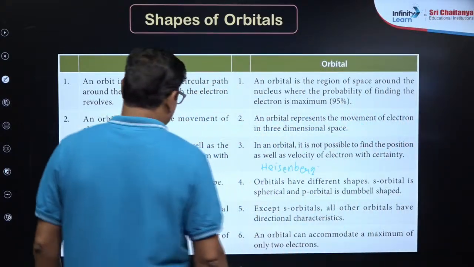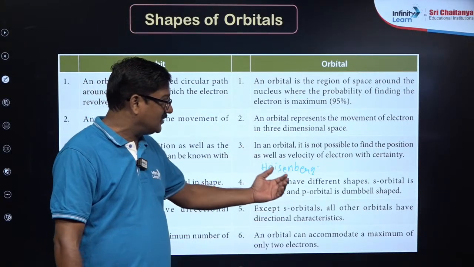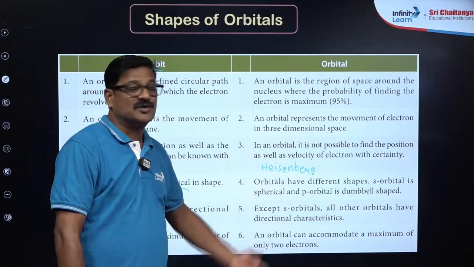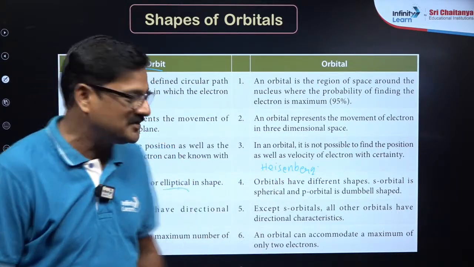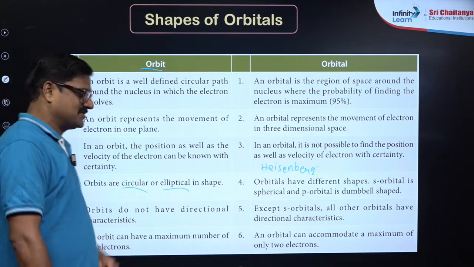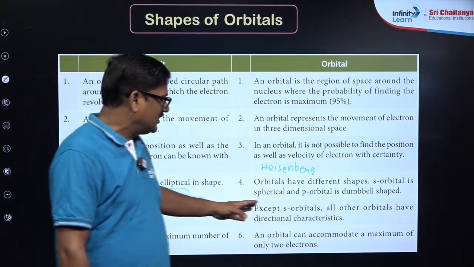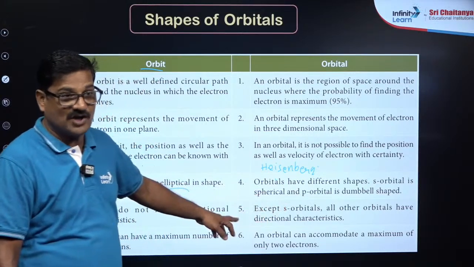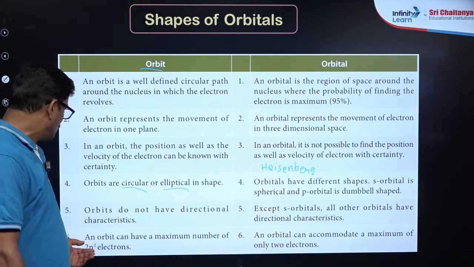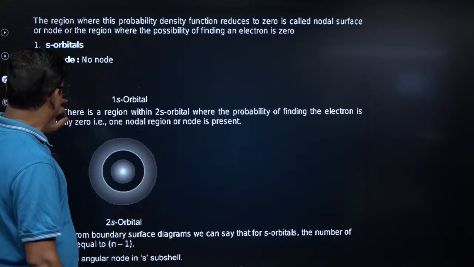Okay, we'll come back. So orbitals have different shapes: s orbital, spherical, p orbital, dumbbell, d orbital, double dumbbell, and f orbital, quadri-dumbbell. We are going to see the shapes also, my dear students. Okay, and orbits do not have directional characteristics. So it can be like this or it can be like this. You know, all orbitals have direction except s orbital, right? And an orbit can have the maximum number of 2n square electrons, that is called Bohr-Bury principle. That is what you call it as Bohr-Bury principle.